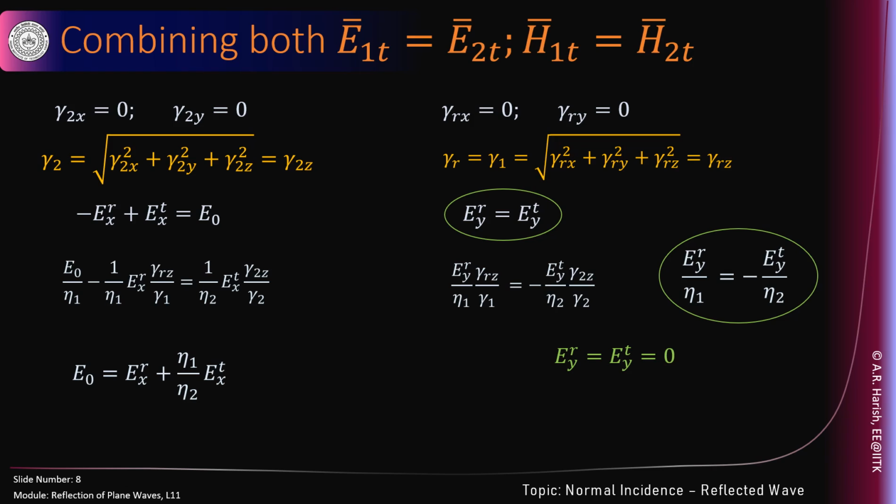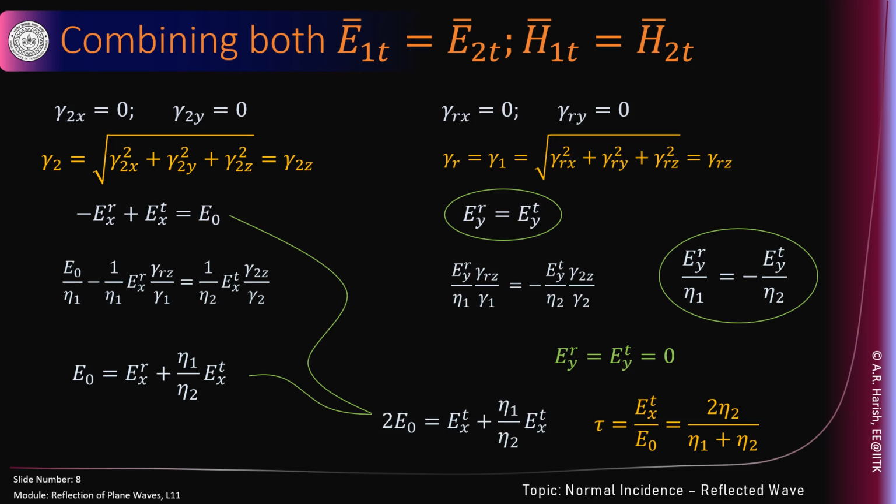Because E0 is the amplitude of the incident wave that is under our control. We know it. What do we not know? We don't know ERX and we don't know ETX. You have two equations, two unknowns. It is not a great thing to solve them simultaneously, so you just add them up. 2 E0 equals ETX plus eta 1 by eta 2 times ETX.